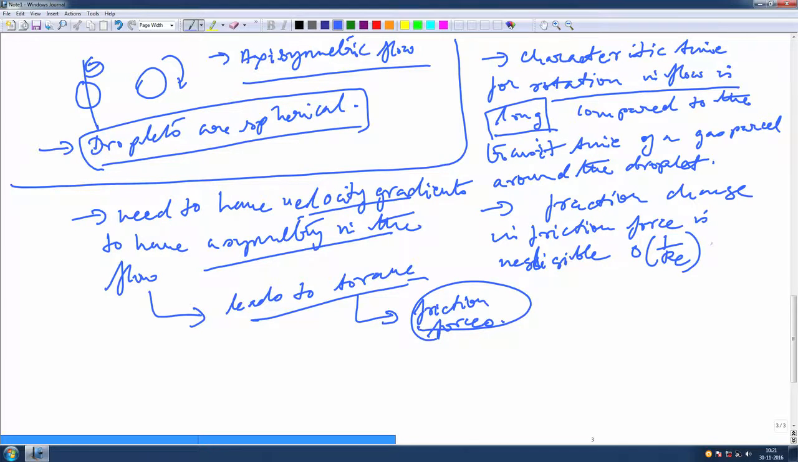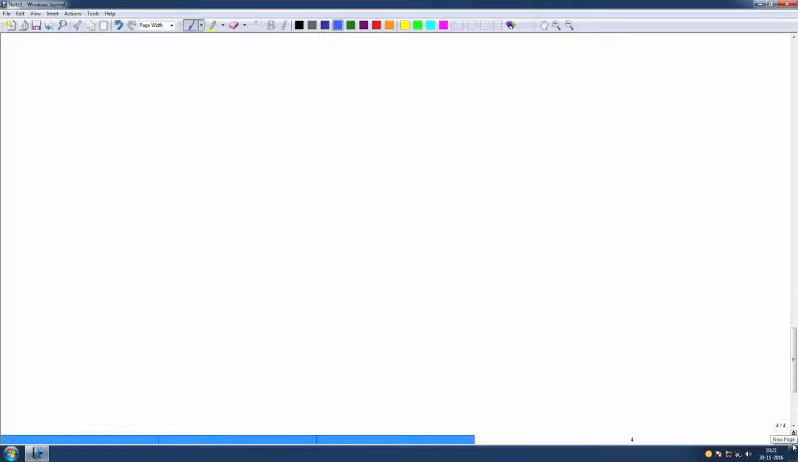So, we have to show that these two things are correct, but before we show that, let us look at the drag that is developed on the droplet, because we have talked about friction. Let us do the drag on the droplet.